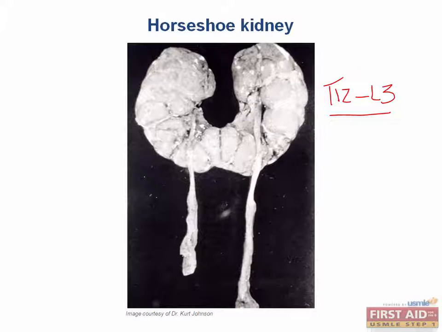Now, in normal anatomy, which large anterior branch of the aorta do the kidneys lie next to?